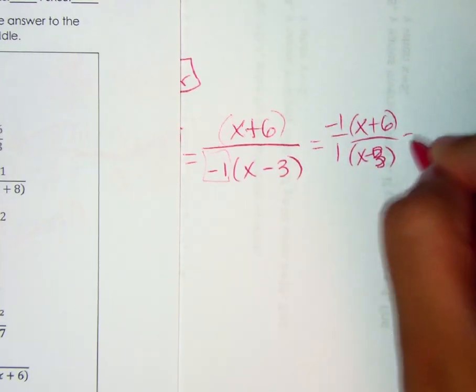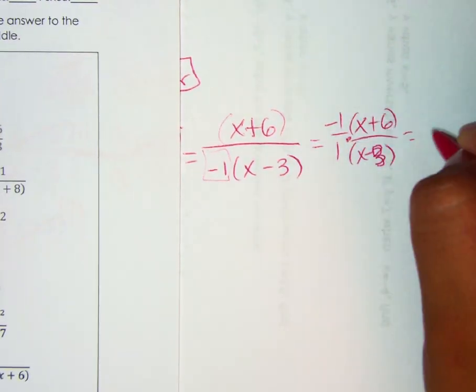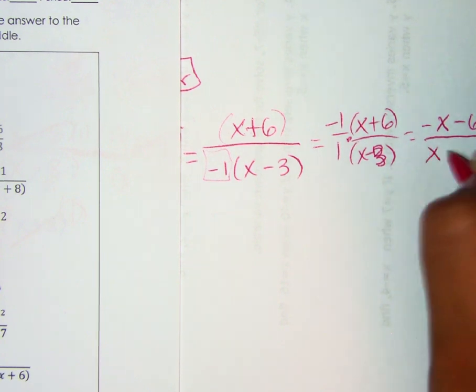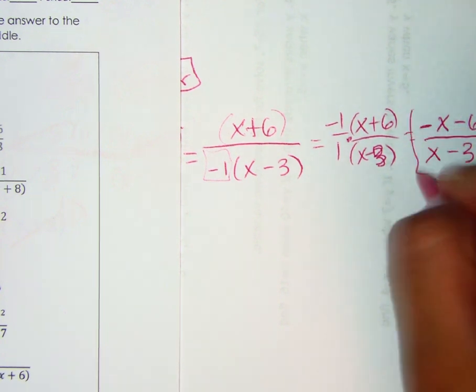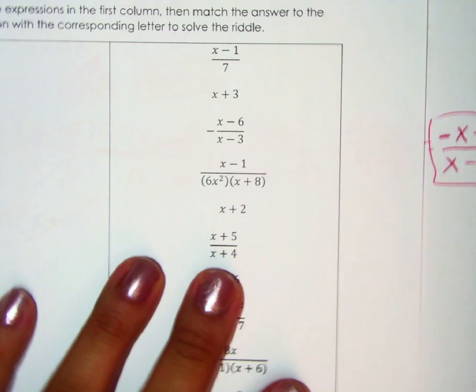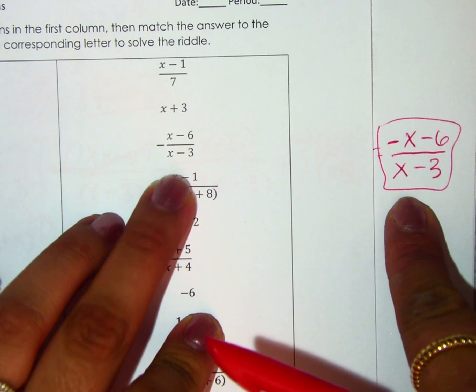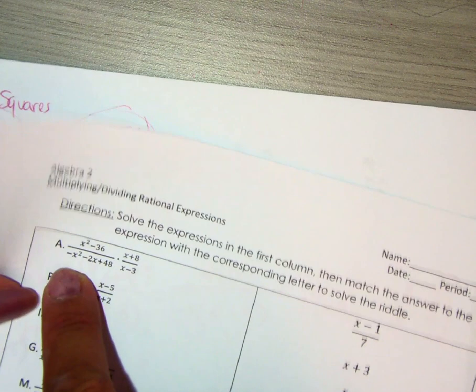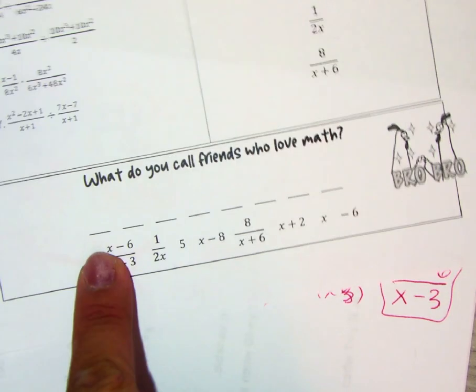So now we have -1, so negative x minus 6, and then x minus 3. So this is how these two answers match. So this answer is right here on the bottom. It's the first little dash. You're going to put the letter A for that little space.